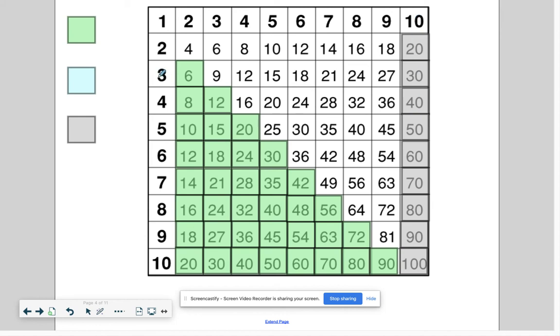Because I just know that whatever number here multiplies by the 10, I just put a 0 on the end. So I don't have to know those. So that makes our job a little bit easier.